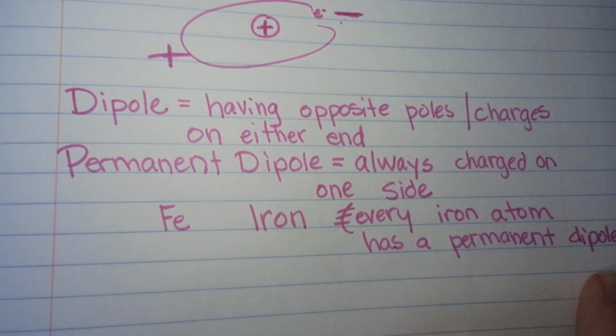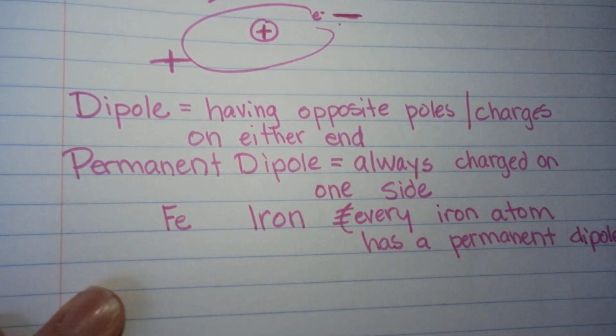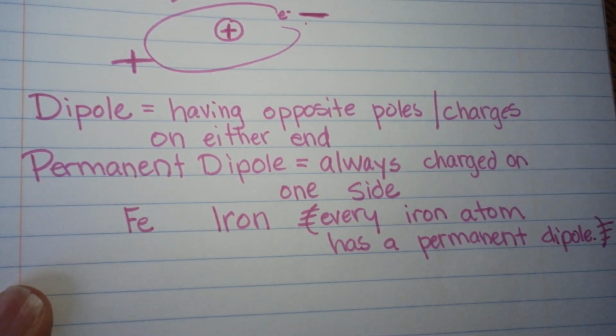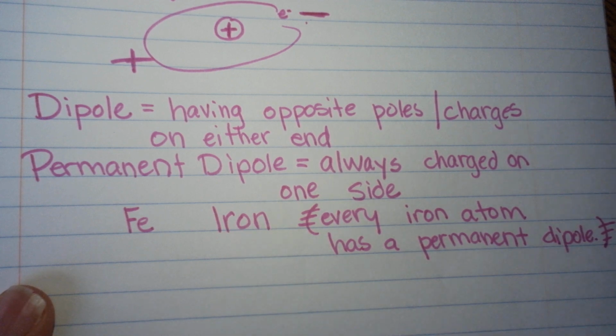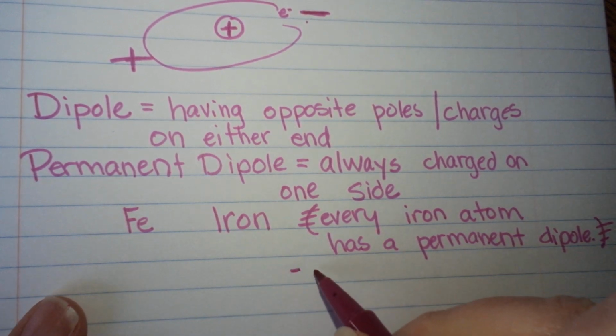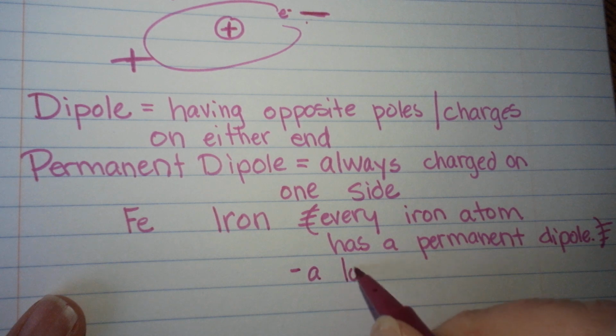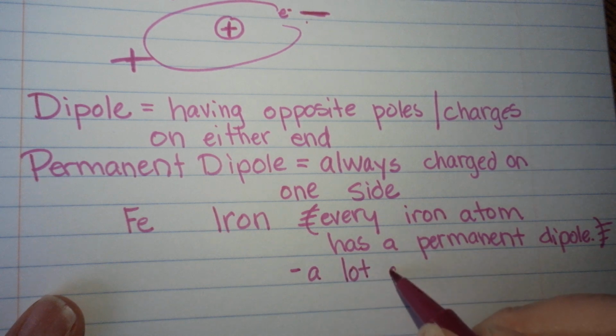Now you might be thinking, what do I care about that? You care about that because iron is what makes magnets. Okay, we'll also put that. A lot, we'll say a lot of magnets are iron.